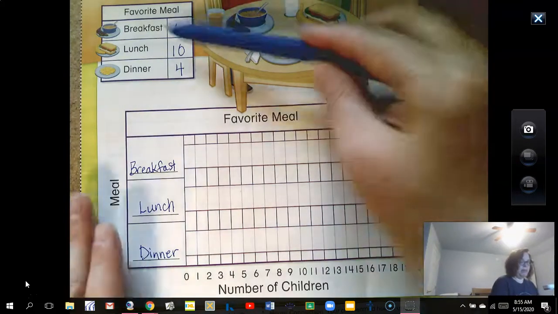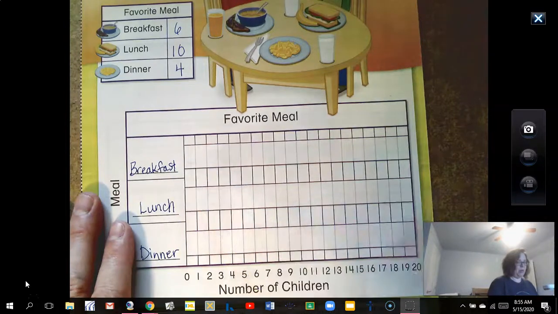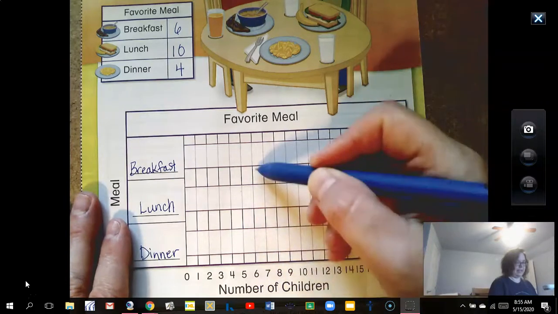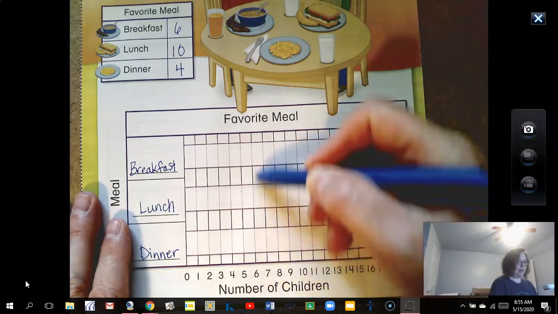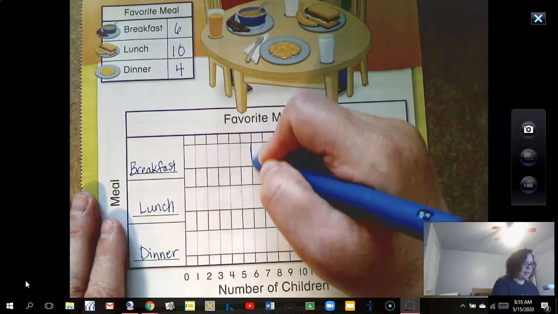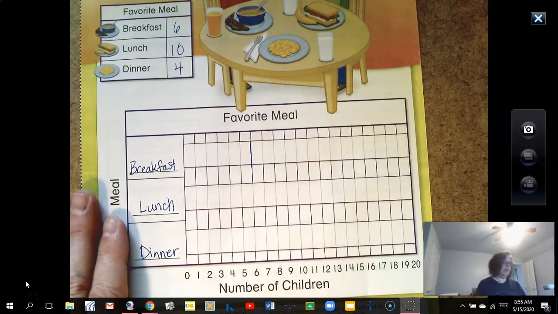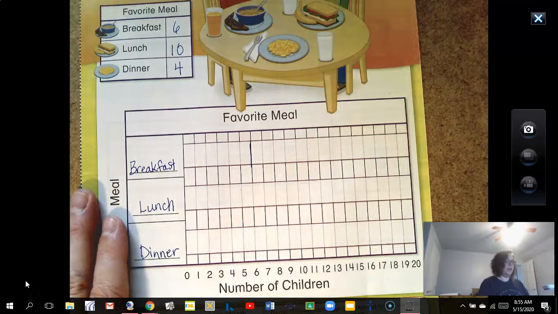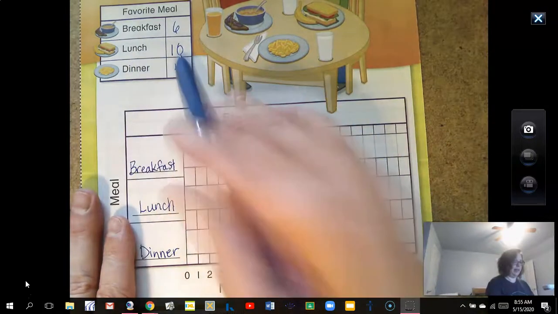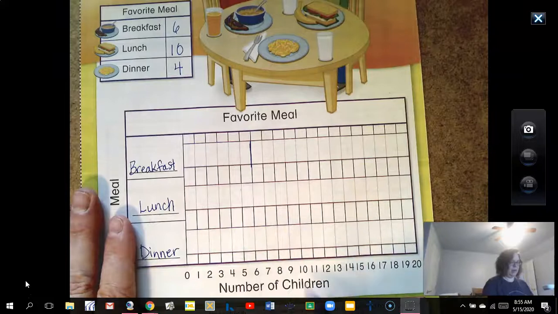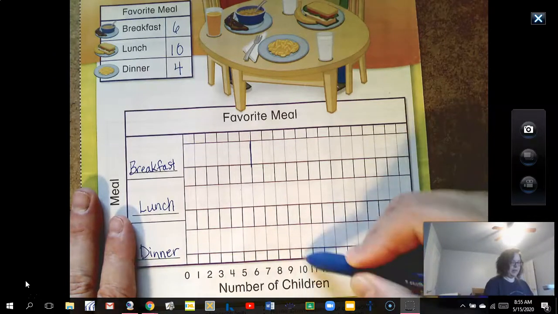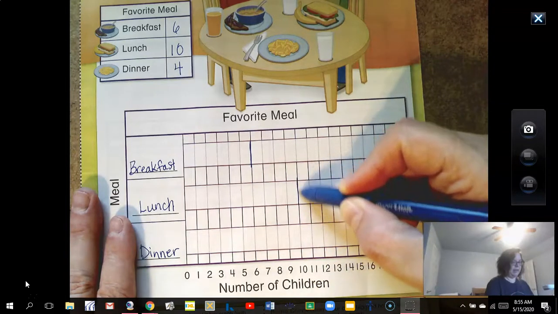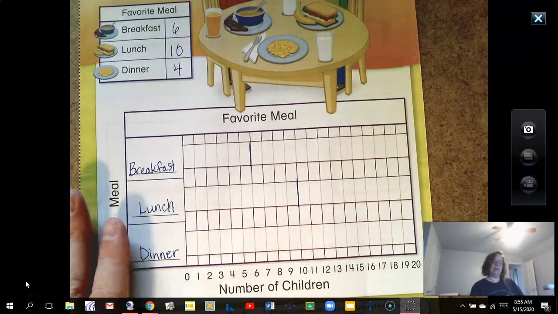So, breakfast is 6. So now, what we're going to do is we're going to pay attention at the bottom of the scale of where 6 ends. And I'm going to slide my pen all the way up, and I'm going to draw a nice line just like that. So now I know where it ends. Then I'm going to go to lunch, and it says 10. So I am going to go all the way over here to 10. I'm going to follow this line all the way up, and then I'm going to draw a vertical line right there.